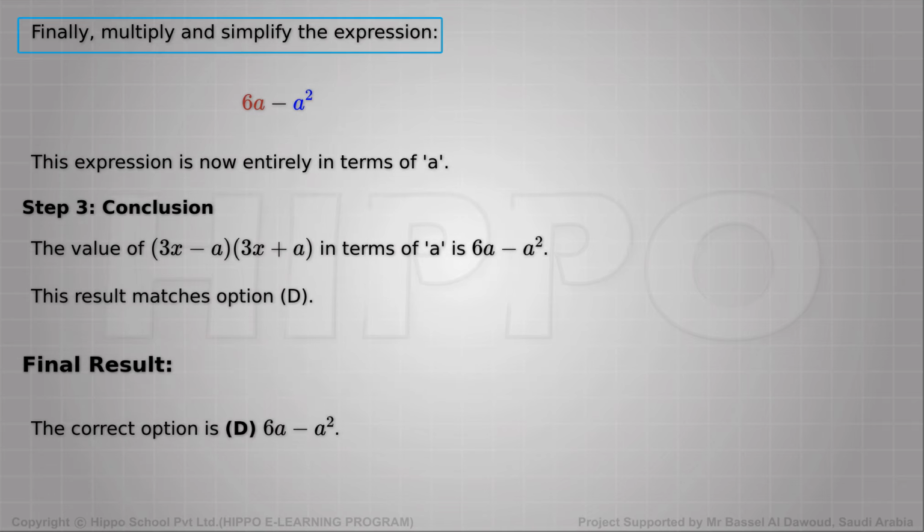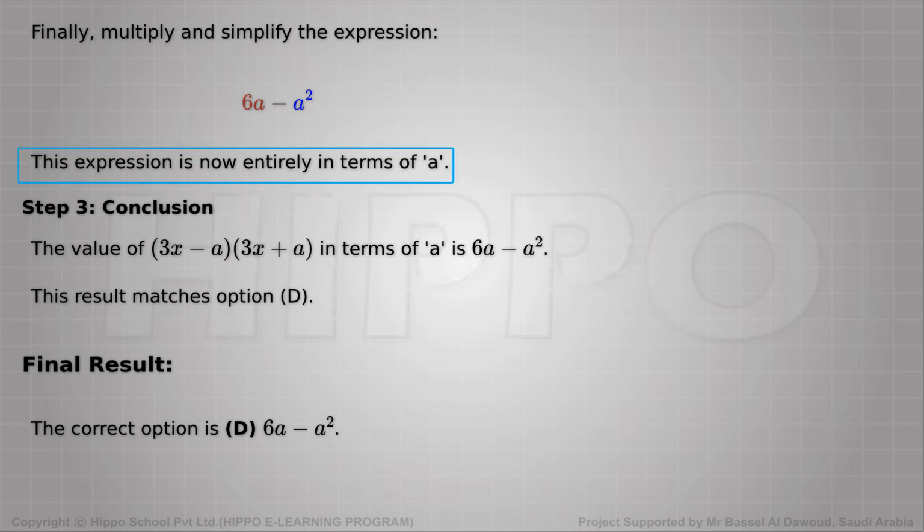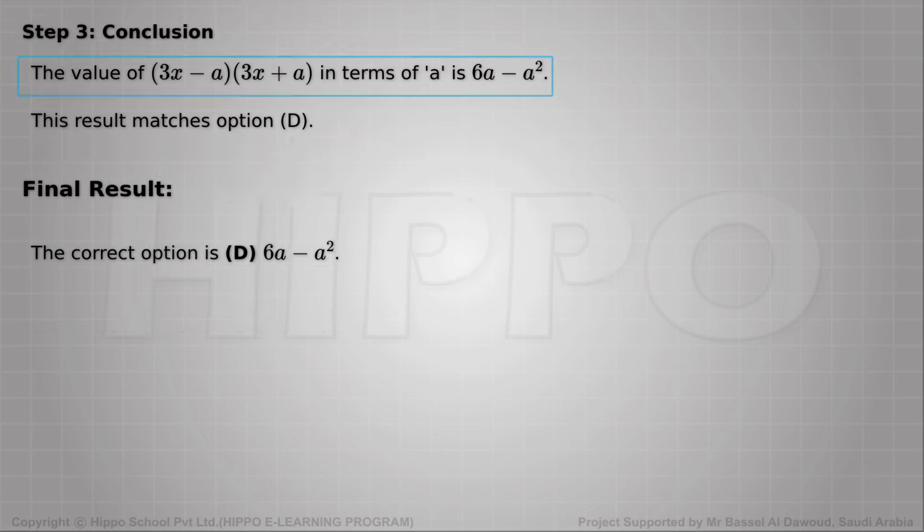All that's left is to simplify. We multiply 3 by 2a, which gives us 6a. So the final expression is 6a minus a squared. We have successfully found the value of the original expression purely in terms of a. So, to conclude, our final answer is 6a minus a squared.